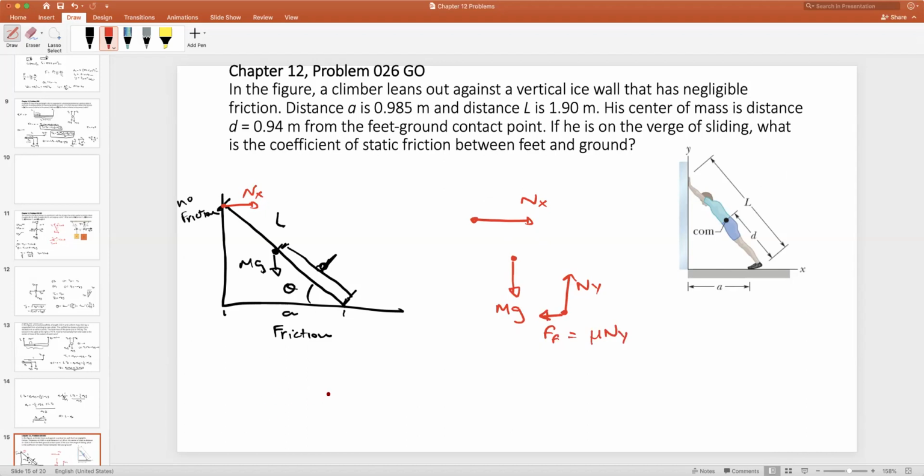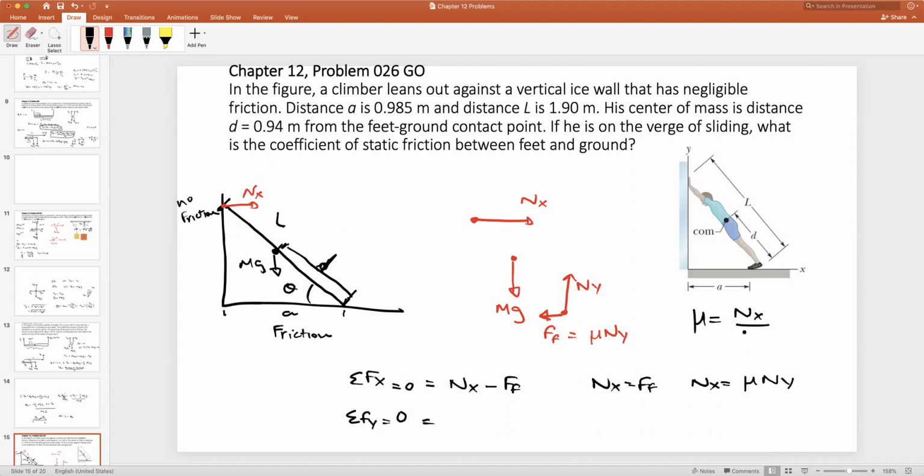So for the first part, we sum the forces in the x and the y. The sum of the forces in x and the sum of the forces in y are equal to 0. The forces in x were N_x minus the force of friction. I'm going to write this as N_x is equal to the force of friction, which means N_x is equal to mu N_y, and we're trying to find mu, which it's easy to see is N_x over N_y. So really what we're trying to find is this normal force at his feet and this normal force at his hands. Once we get those, we can solve for mu.